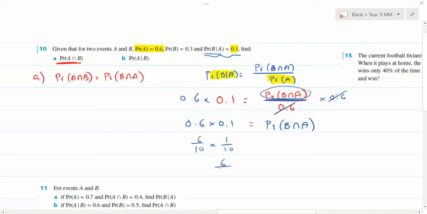That really is 6 out of 100, which is really 0.06. Probability of B intersection A, that's what it equals. So that tells me that for the first part, that's just 0.06. That's all I'm doing.